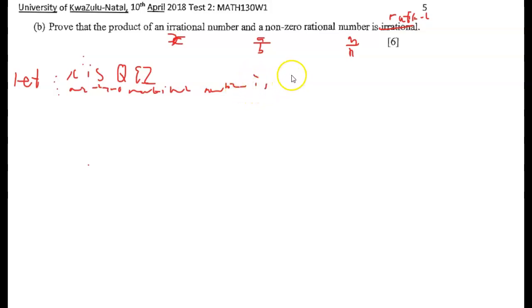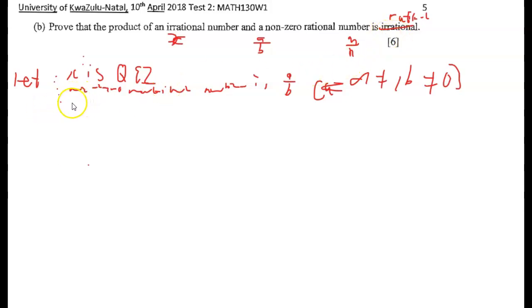Now a over b is rational, but a cannot be 0 and b cannot be 0. a cannot be 0 because it would make the answer 0, and you do not want that. And obviously b can't be 0 because 0 makes it undefined. Now also you rewrite the statement saying that a rational number is also b.